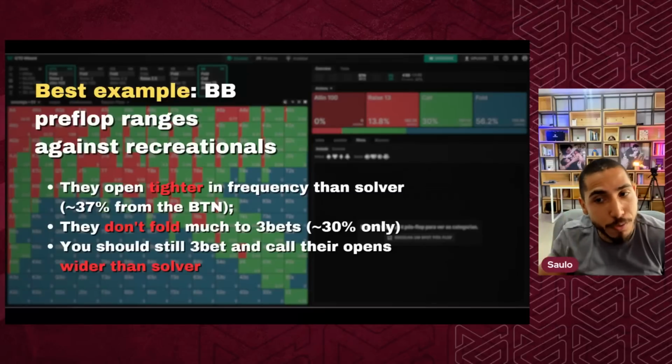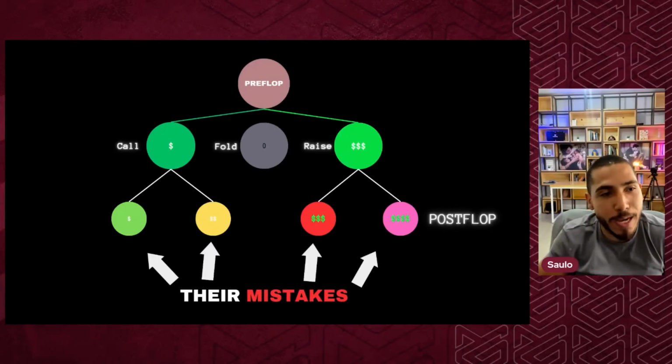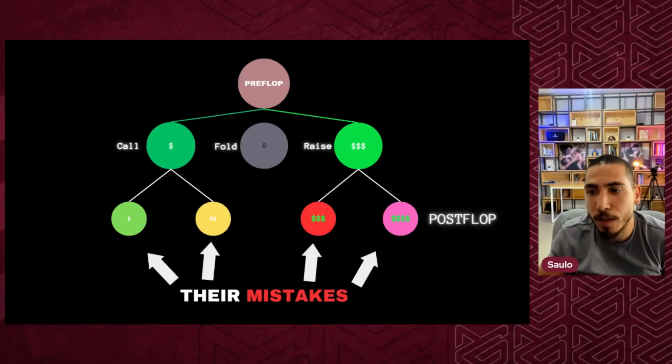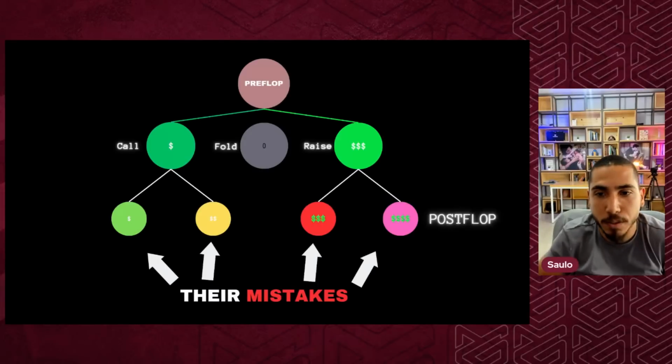But you should still 3-bet and call their opens wider than solver. And why is that? Because you have the same effect. So you have pre-flop, you have a decision, call, fold, and raise, and then the children nodes are the post-flop nodes. But if you can expect people to make a lot of mistakes post-flop, this means that the EV of the children nodes has increased, which means that, of course, the EV of the parent nodes has increased. So you should adjust your pre-flop strategy to account for the mistakes that these people are making in the post-flop game tree.